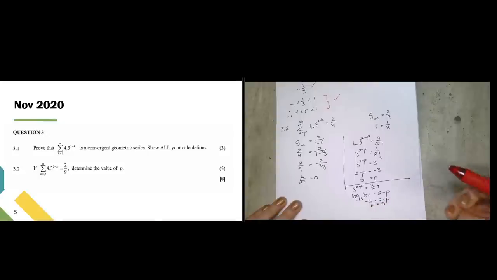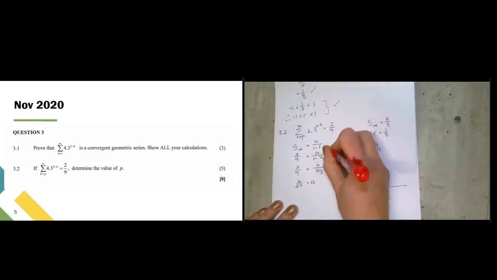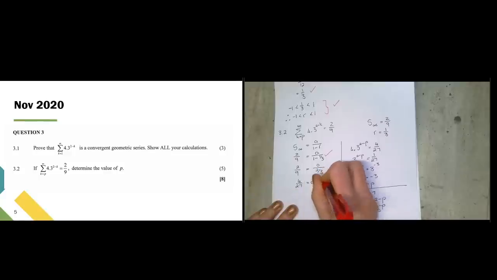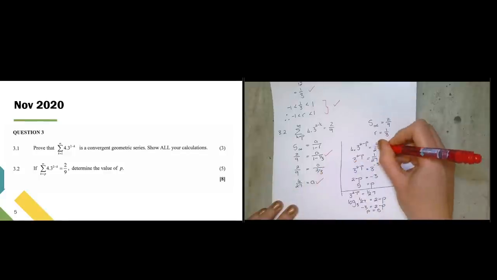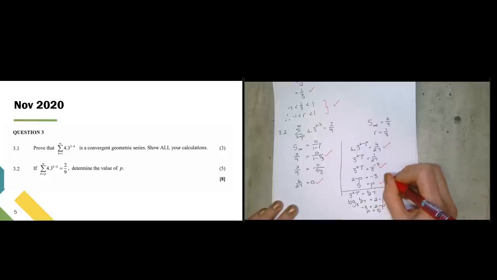This counted 5 marks. Where would we allocate the 5 marks? A mark for the substitution into the formula and calculating the A value. Then a mark for setting up your equation to work out what p was. A mark for simplification and a mark for your final answer.